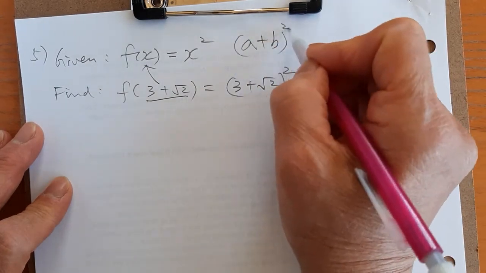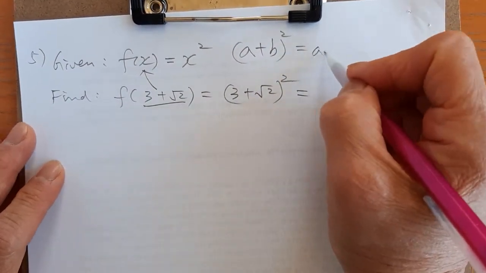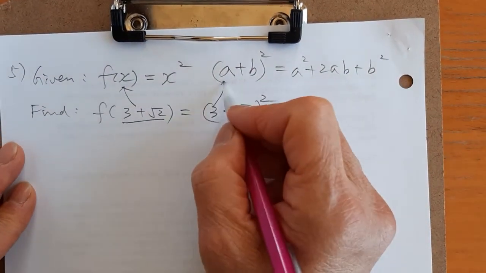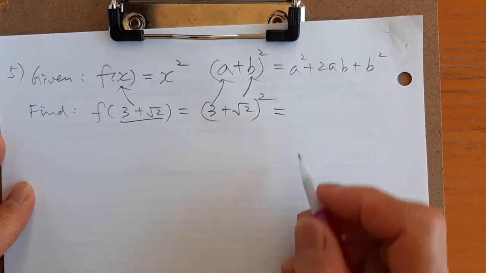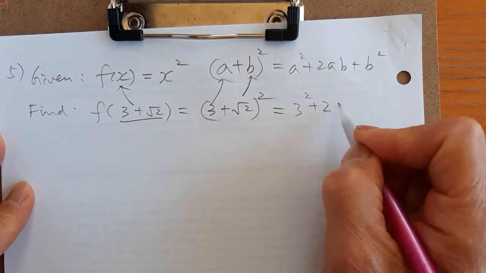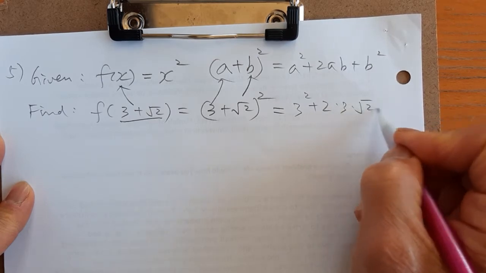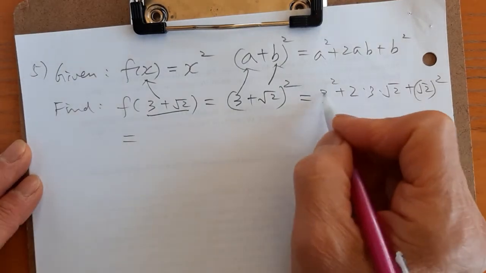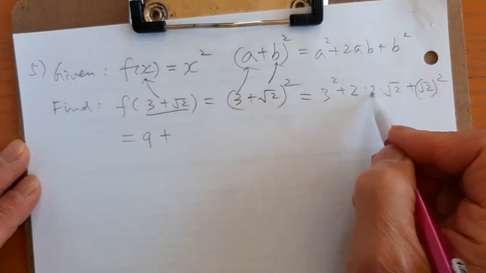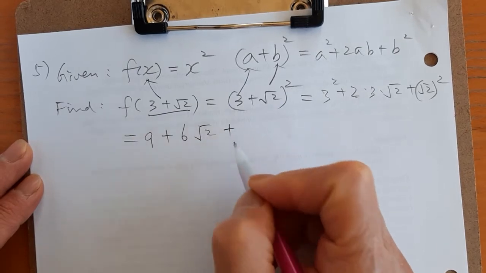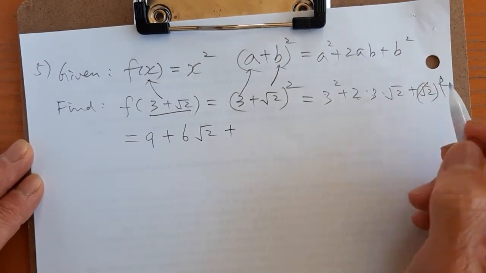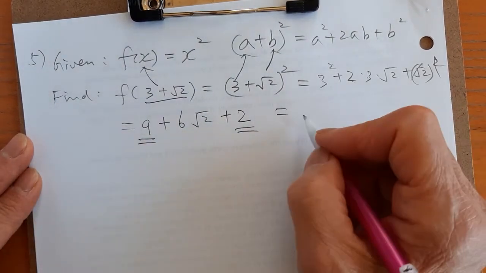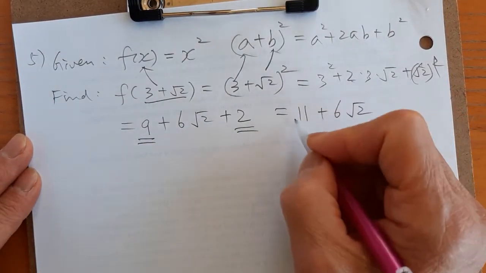A plus b, quantity squared, is a squared plus 2ab plus b squared. A use 3, plug it in. B use square root of 2, plug in. So it's 3 squared plus 2 times 3 times square root of 2 plus square root of 2 squared. So equals 3 squared is 9, plus 2 times 3 is 6 square root of 2, plus square and square root cancel each other, get 2. Combine the like terms. 9 add 2 is 11, plus 6 square root of 2.